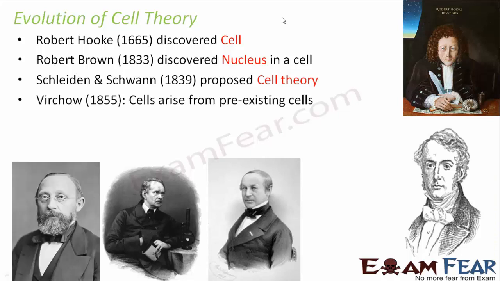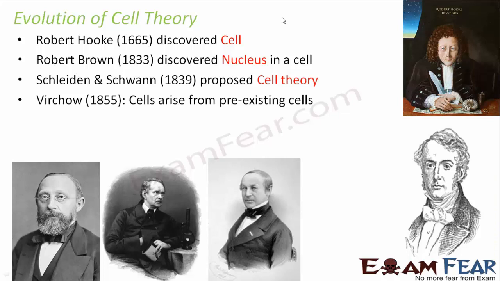Next, around 1855, there was another scientist named Virchow who told that cells arise from pre-existing cells. That means from existing cells, new cells will arise. Again, from those new cells, newer cells will arise. So this process will keep going on. That means cells will arise from cells only, right? So these were some of the improvements over the study of cell.